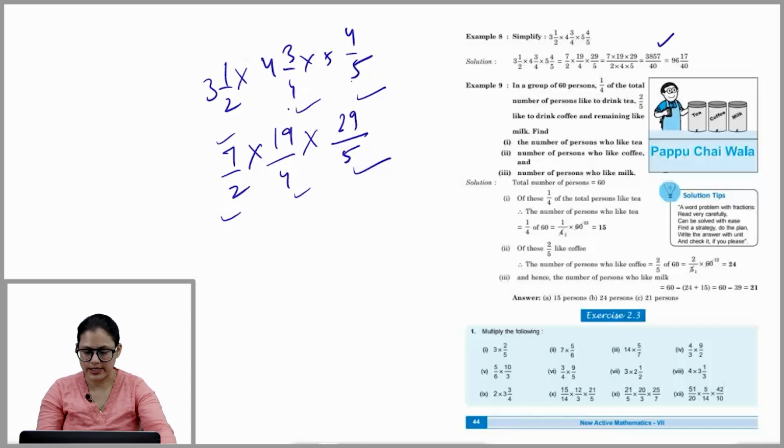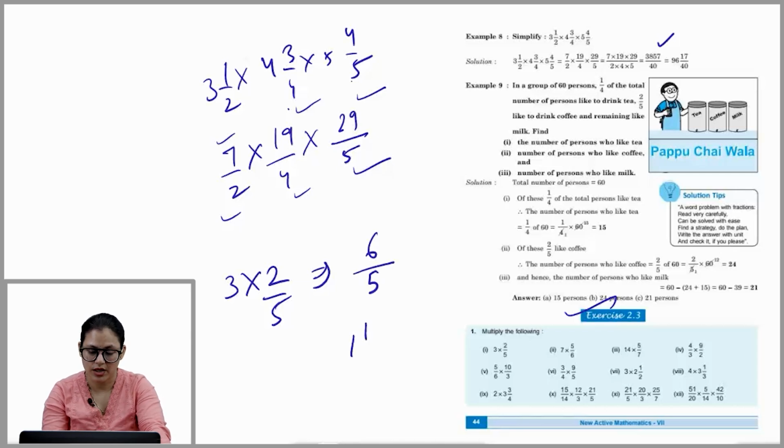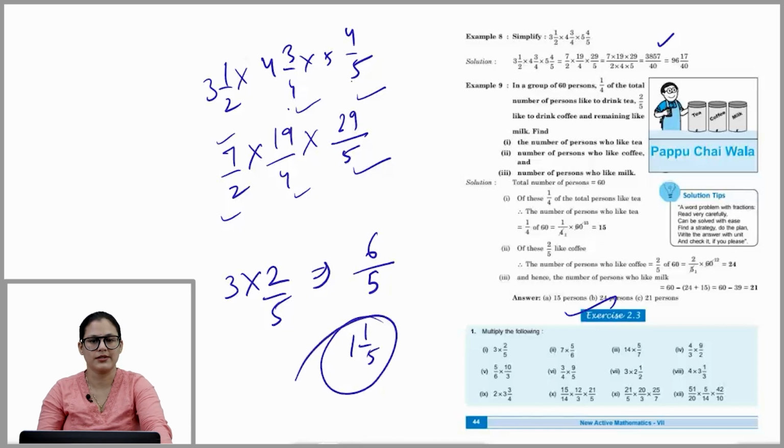Okay. Let's do exercise 2.3. Multiply the following. 3 into 2 by 5. This is so simple. 3 into 2 is 6 by 5. Now you will convert this improper fraction into a mixed number. So this is the answer, right?